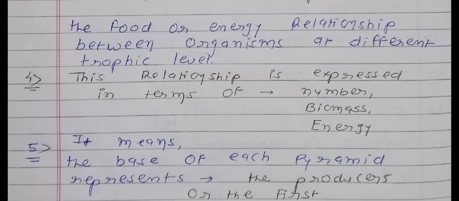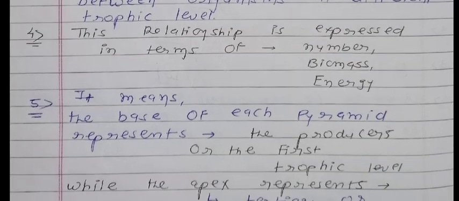Now see, point number 4, we can say that the relationship between different organisms is expressed in terms of numbers, biomass or energy. It means we can express the relationship between organisms, different types of animals as well as plants, in terms of numbers, biomass as well as energy.